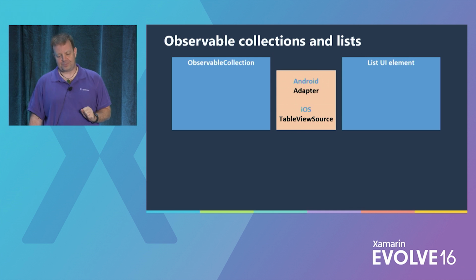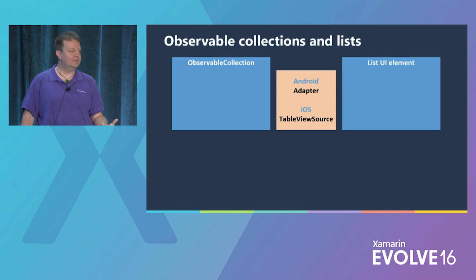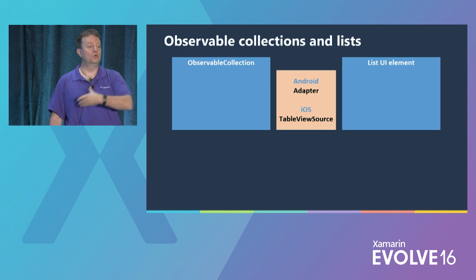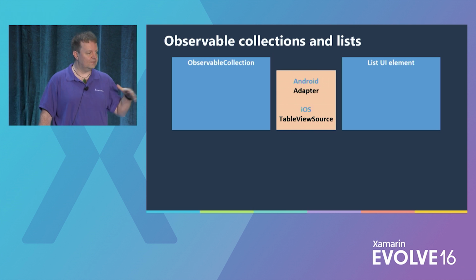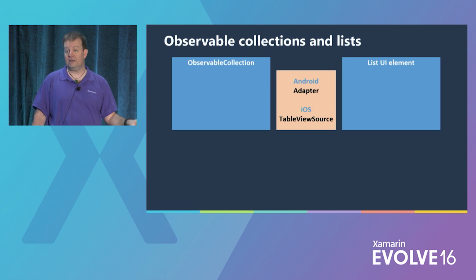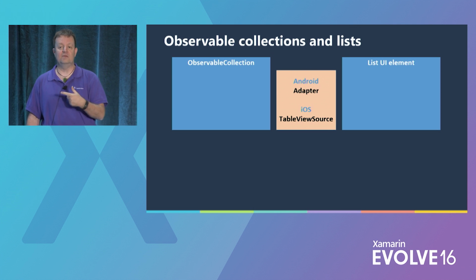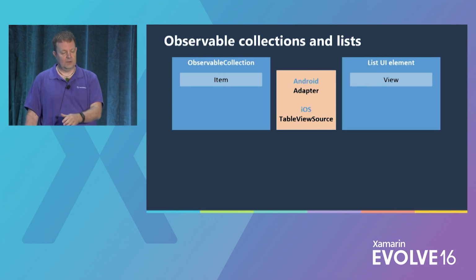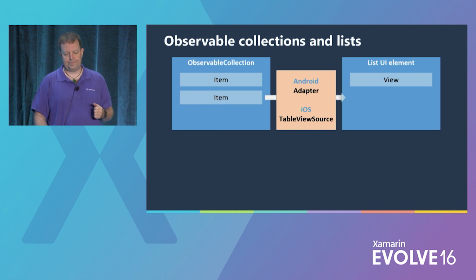Basically, you're going to call the get adapter extension method, or get collection view source, or get table view source. It's going to return an MVVM Light object, and the object is going to take care of observing the changes. So if you add an item, it's going to add a view, etc.